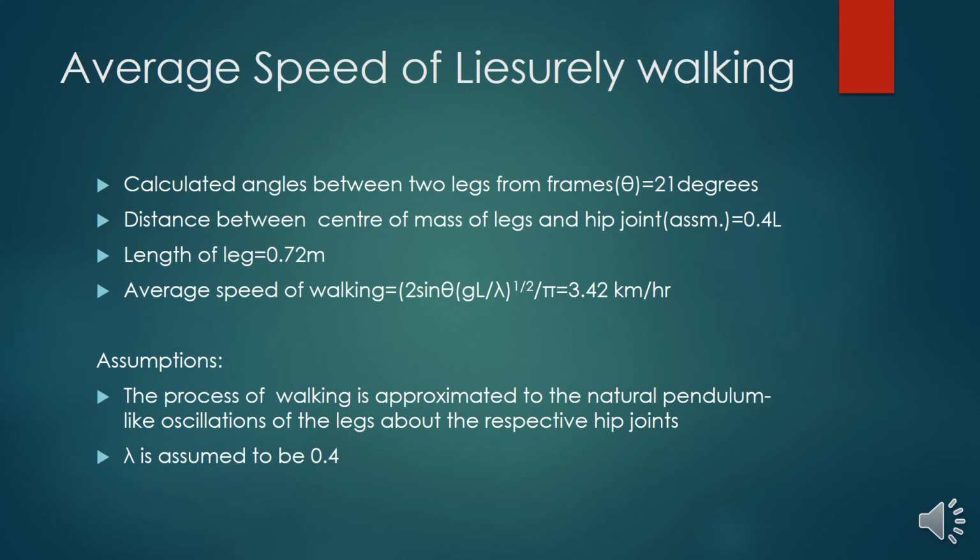The distance of the center of mass of the legs from the hip joints was assumed to be 0.4 of the length of the leg. The length of the leg was calculated to be 0.72 meters. So the average speed of walking was calculated hence to be 3.42 km per hour.